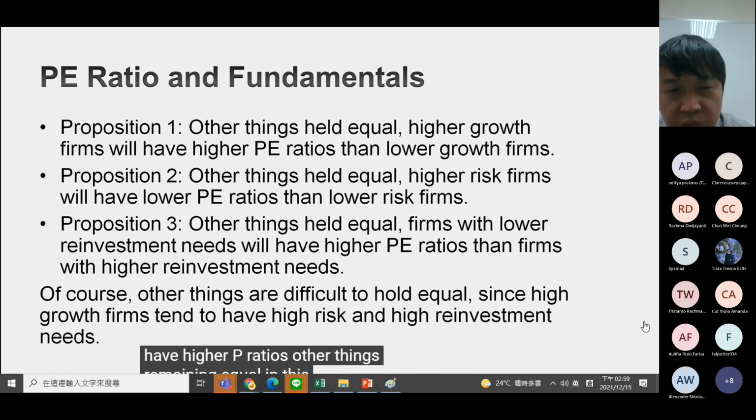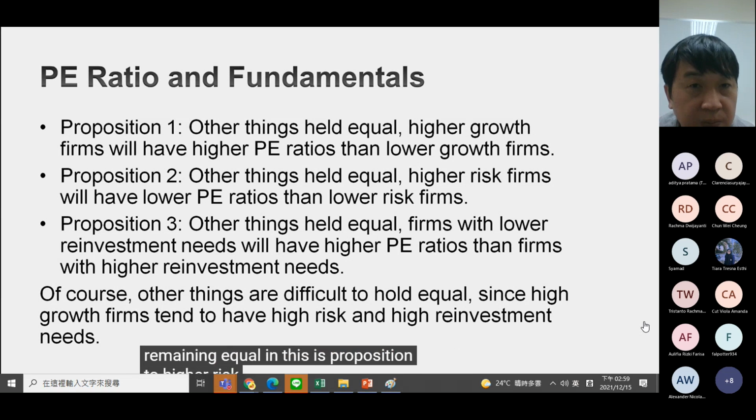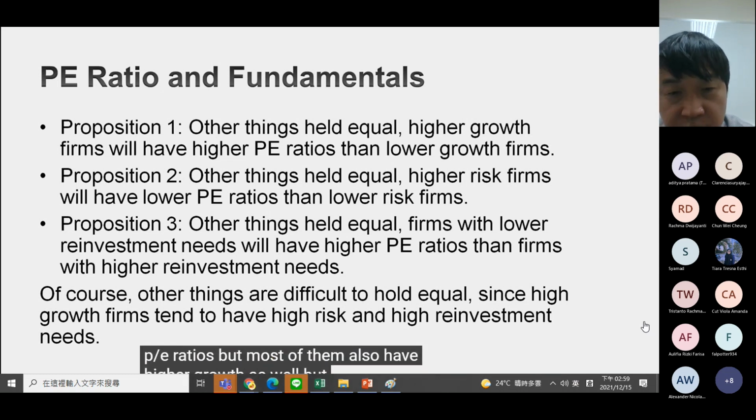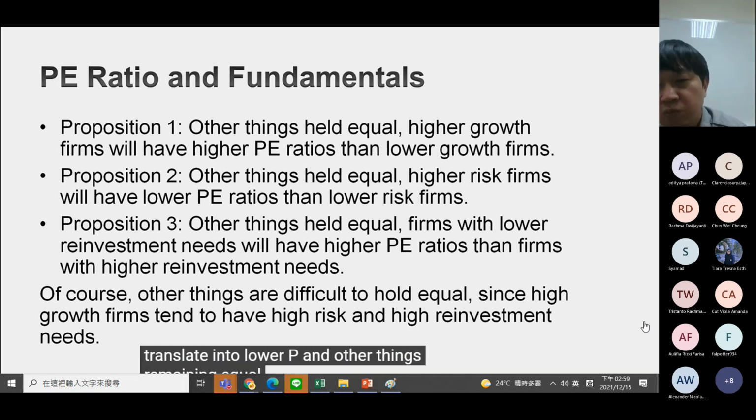Other things remaining equal, and this is proposition 2, higher risk companies should have lower PE ratios. You're saying, but most of the high risk companies I know have high PE ratios. Well, most of them also have higher growth as well. But if you hold everything else constant, higher risk should translate into lower PE. And other things remaining equal, the higher the payout ratio, the higher the PE ratio.